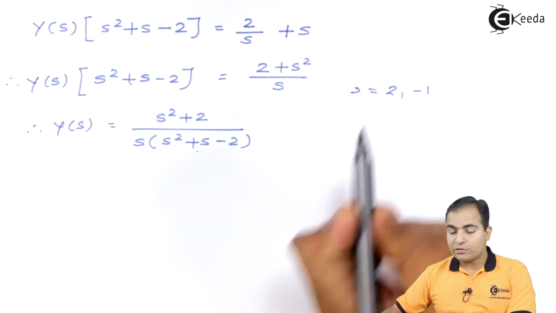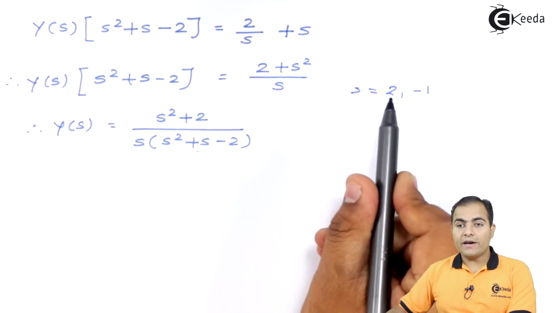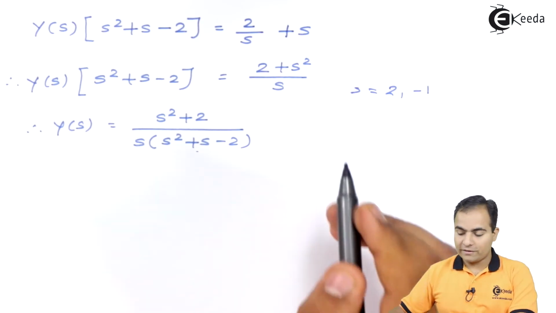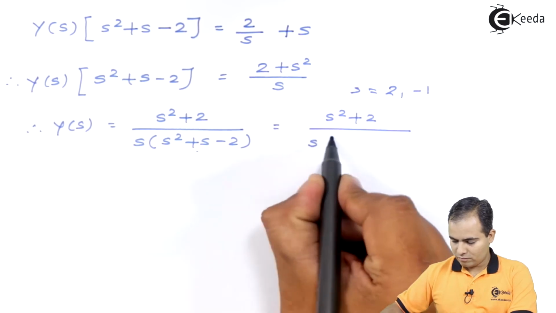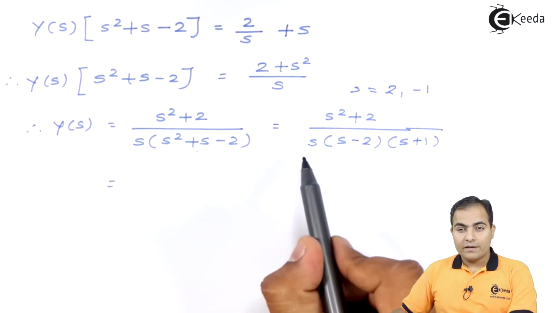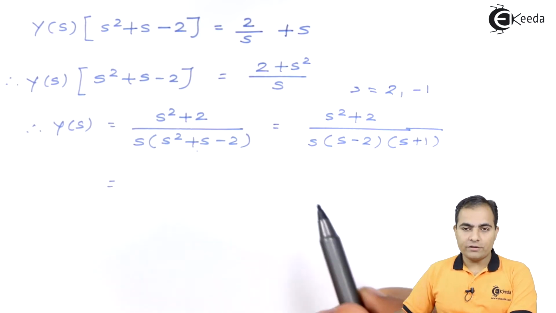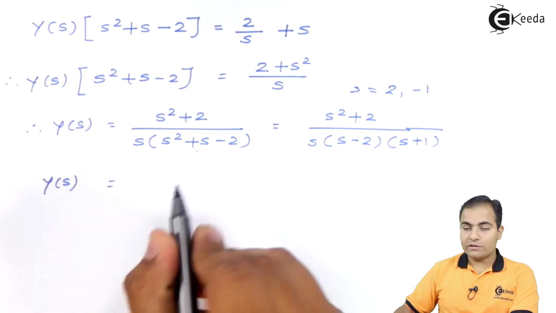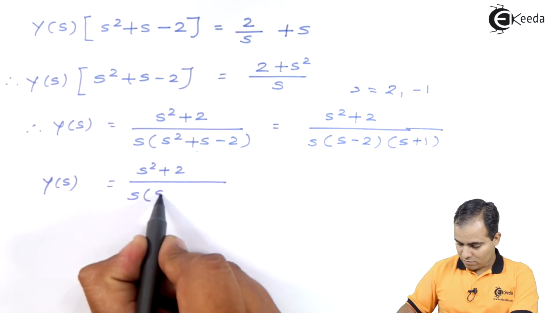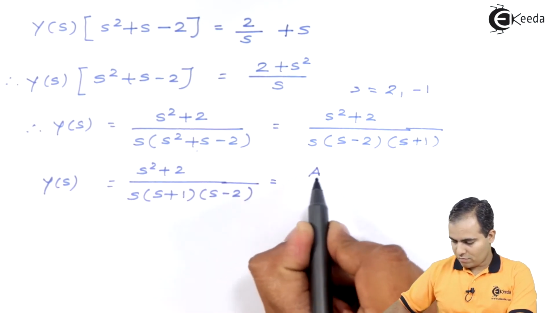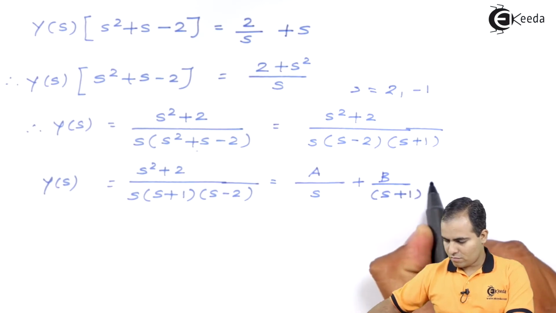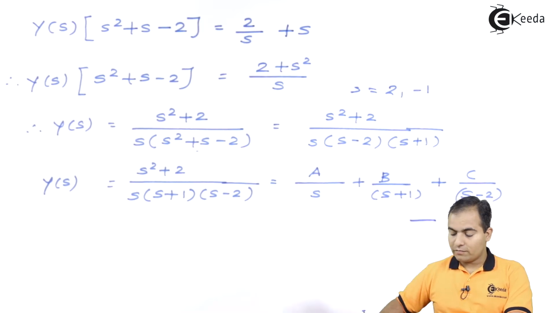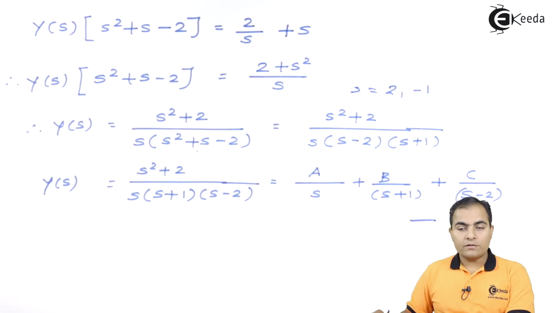What is our next step? If these are the values of s, then shift this 2 and 1 to the left hand side. What you will get? The factors will be s minus 2 and s plus 1. Here we have 3 poles, which means we will use 3 different variables to find the partial fraction. So my variables are, first of all, I'm going to write A, B, C, and y of s, this whole equation. So this will be my equation number 1.